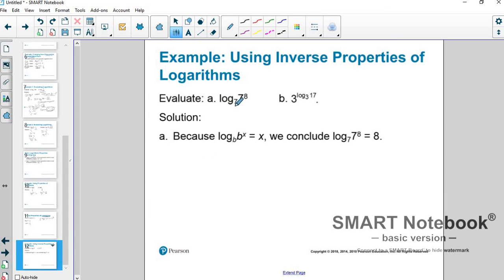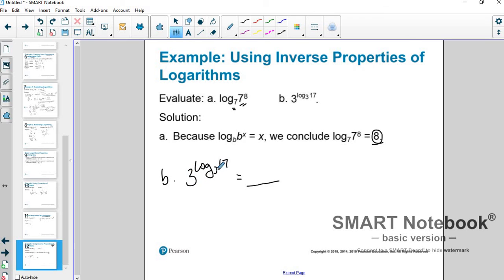So if you want to evaluate log base 7 of 7 to the 8th power, right? What power of 7 gives you 7 to the 8th power? The 8th power of 7 gives you 7 to the 8th power. Again, very straightforward. Okay? Why don't you all pause the video at this point and try part B. 3 to the log base 3 of 17. What does that equal? Okay, so 3 to the log base 3 of 17.